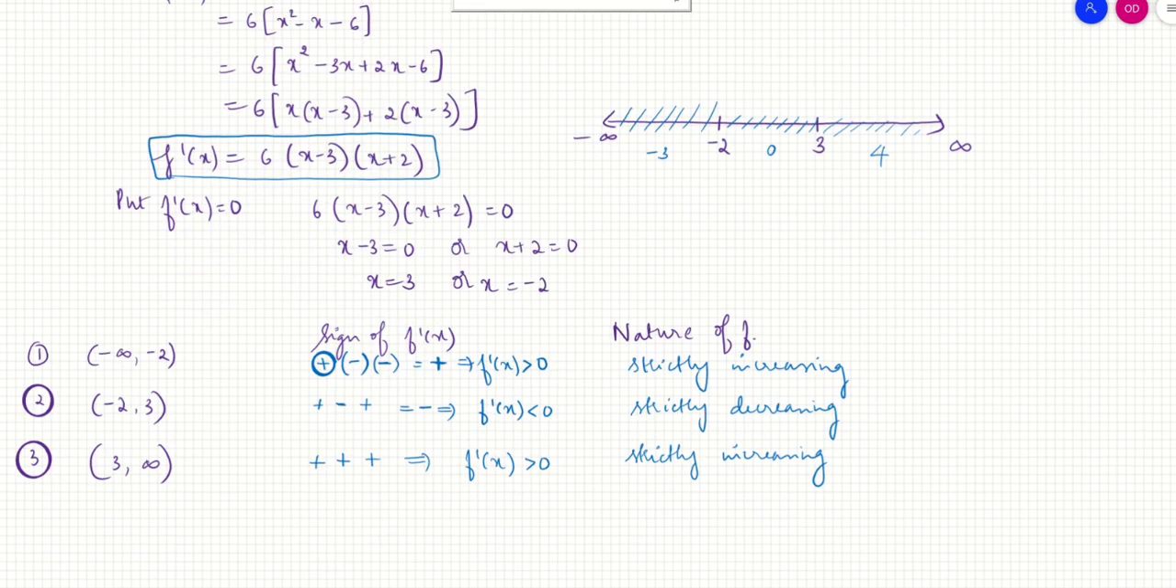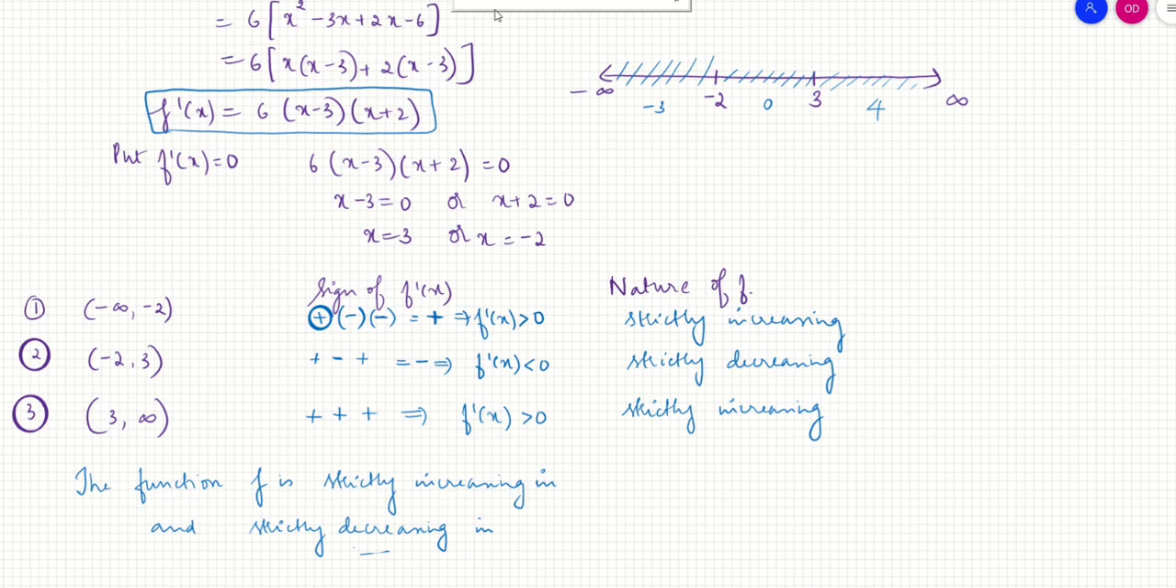Now let's write the conclusion. The function f is strictly increasing in, we have two intervals, interval 1 and interval 3. So we will write it as minus infinity to minus 2 union 3 to infinity. And strictly decreasing in the second interval, that is minus 2 to 3. This is how we solve the problems of type 1 and type 2.